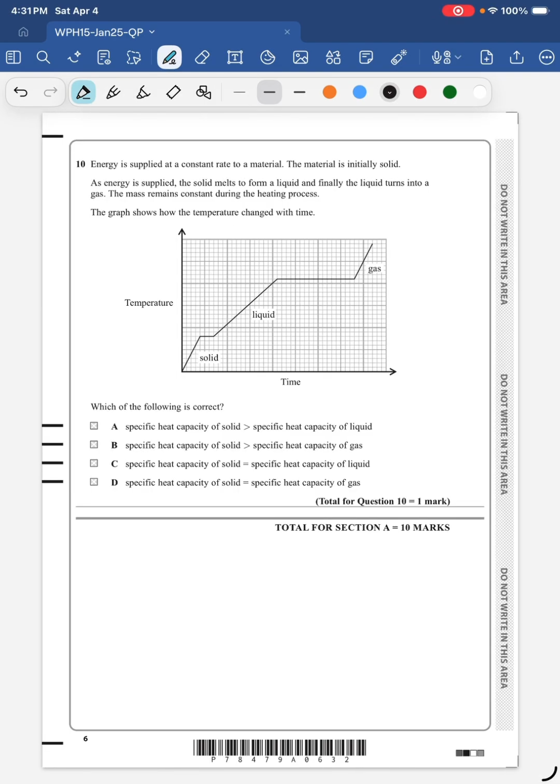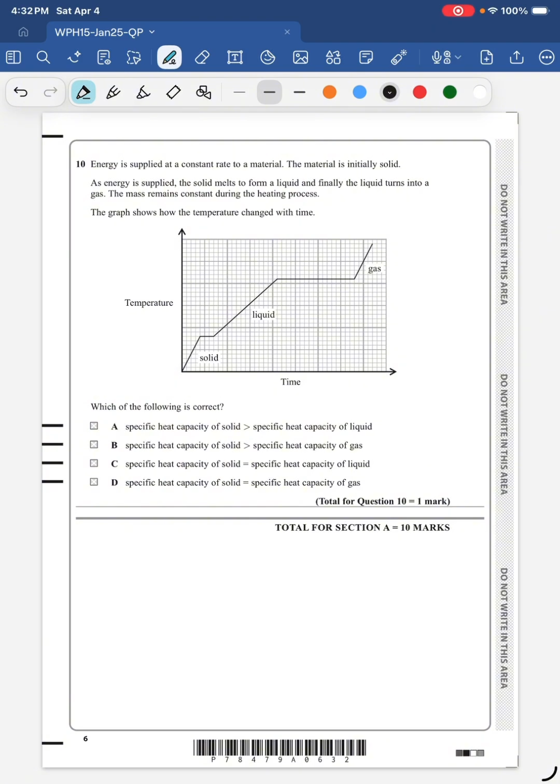Okay, question 10. Energy is supplied at a constant rate to a material. The material is initially solid. As energy is supplied, the solid melts to form a liquid, and finally the liquid turns into a gas. The mass remains constant during the heating process. The graph shows how the temperature changed with time. Okay. Which of the following is correct? Okay, the specific heat capacity of solid is larger than the specific heat capacity of liquid.